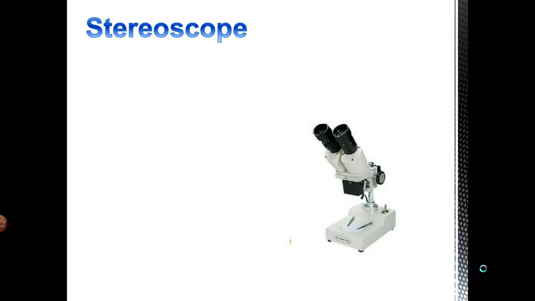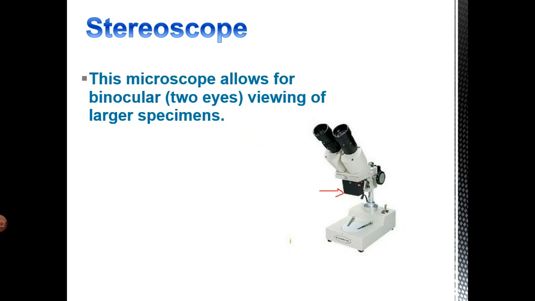Now let's talk about another kind of light microscope called the stereoscope. With this microscope, the light comes from this part right here. Notice that's above the object, not underneath it. This microscope allows for binocular viewing of larger specimens. You can see there are two eyepieces. It means you look through it with both eyes.